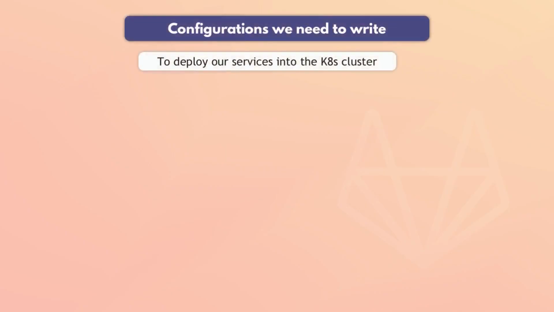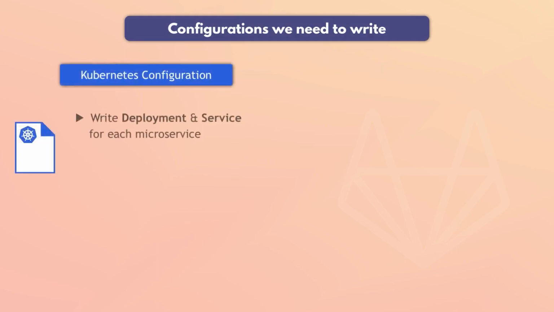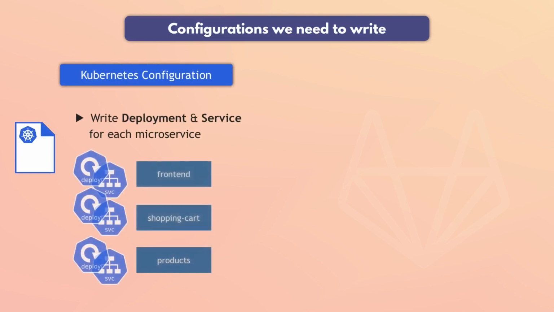Now let's write all the configuration code for deploying our services to the Kubernetes cluster. And let's see all the things that we need to do for that. First, we will need Kubernetes manifest files for deployment and service components for each microservice.